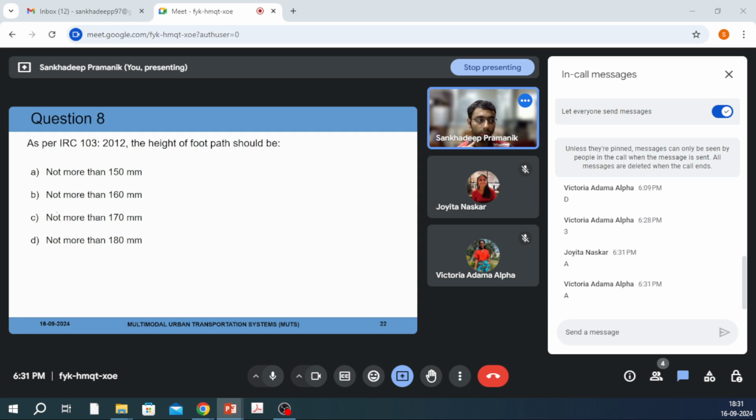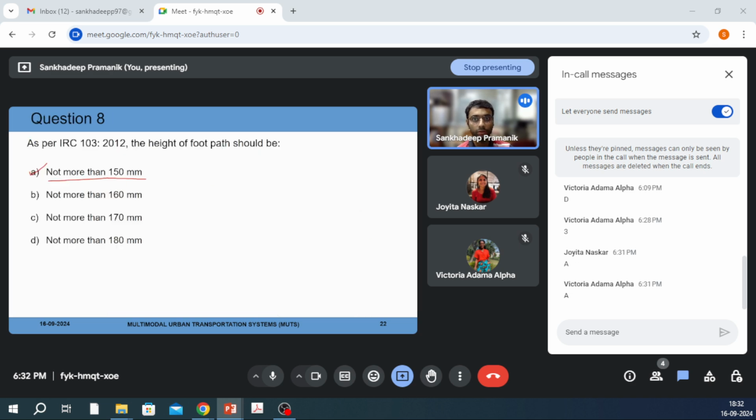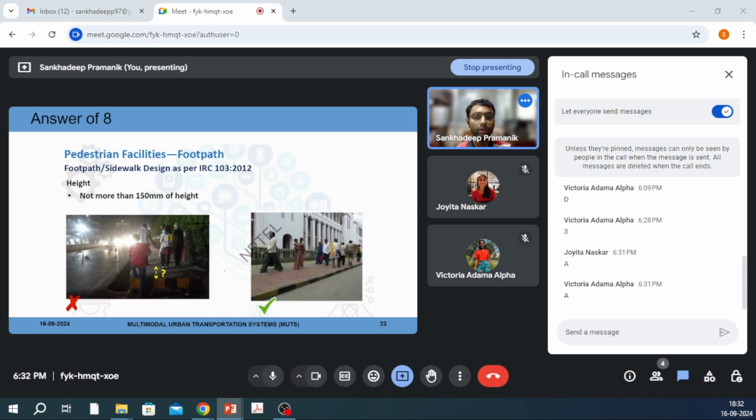So, right, it will be not more than 150 mm. While designing the stairs also, we sometimes take this 150 mm value, otherwise people will feel discomfort. So this minimum height of the footpath should be not more than 150 mm.